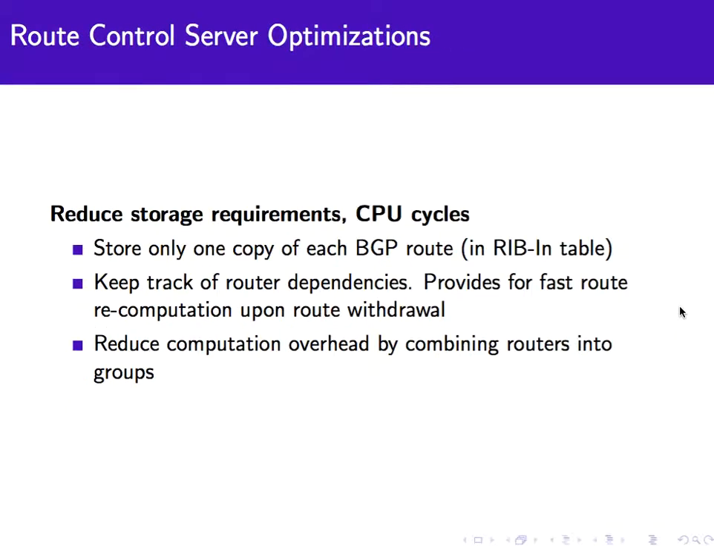So, the route control server optimization: instead of storing every single BGP route, it stores only one copy of each BGP route, and it does this with the RIB-in cache table. This significantly reduces the memory of the routing table.